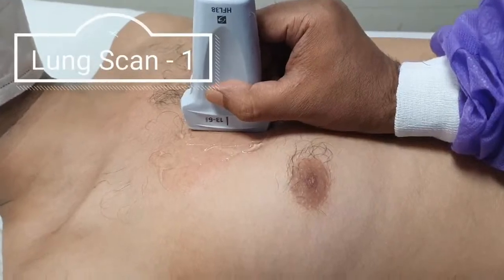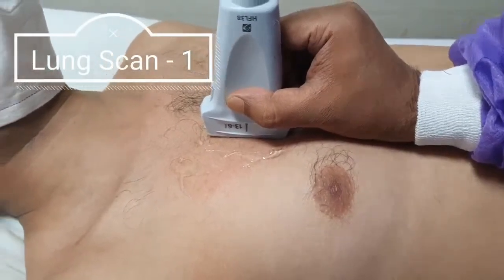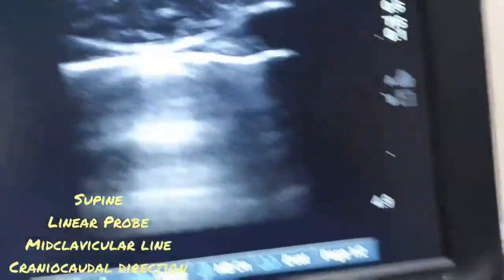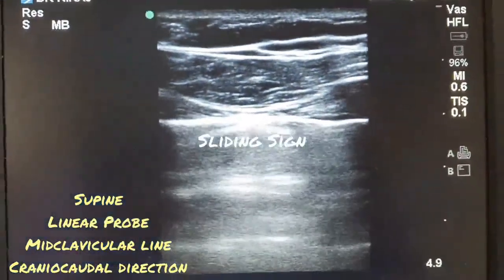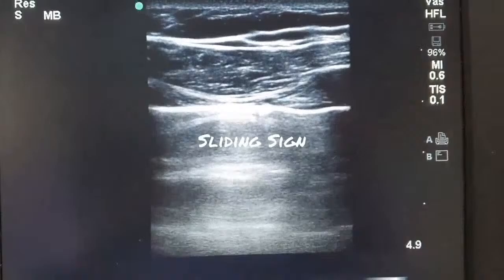In the first technique, the patient is in supine position. We have taken a linear probe placed at the mid-clavicular line, and we can see the bat wing sign, and the pleural movement with respiration, which is called the sliding sign.